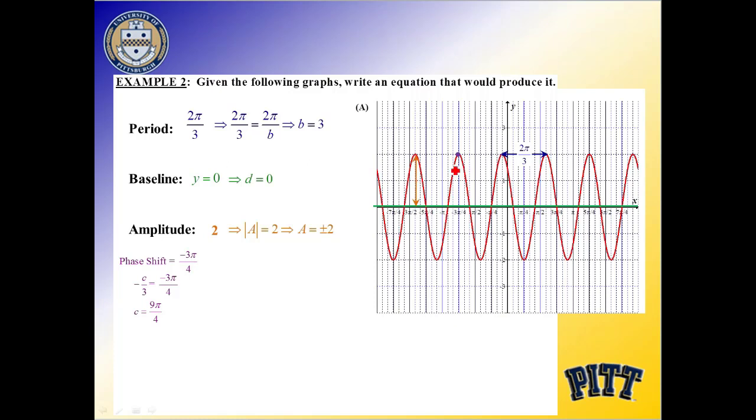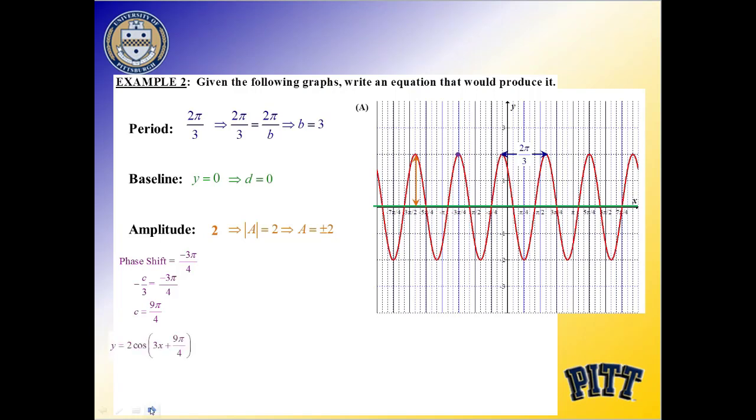At this point, I also notice that if I'm starting here and moving to the right, I'm following a cosine function, because I'm starting at a highest point, going to a lowest point, returning back to a highest point. A cosine graph starts at a highest point. So I'm going to be using cosine for my trig function, and since it starts above the baseline, where a cosine graph typically does, there is no reversal.